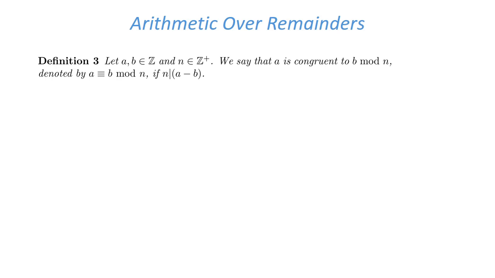So let's define it formally. Let a and b be integers and let n be a positive integer. We say that a is congruent to b modulo n, denoted by a ≡ b mod n, if n divides a minus b. For example, we say that 23 is congruent to 8 modulo 5, 10 is congruent to 58 modulo 8, and trivially 13 is congruent to 13 modulo 3.